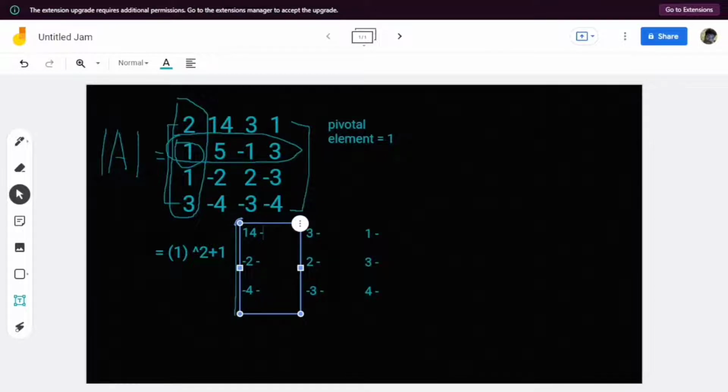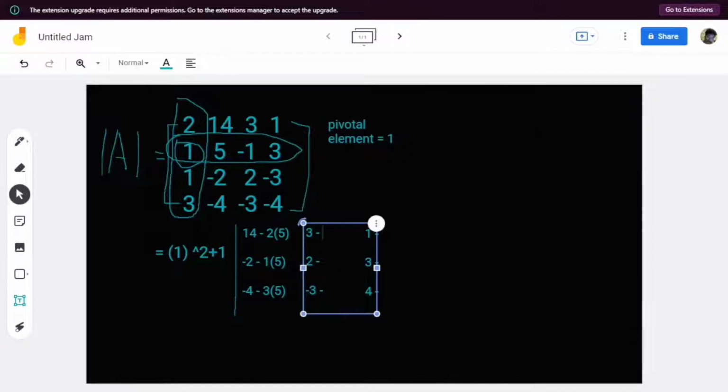Then we take the elements in the pivotal row and column that intersect the remaining entries. So if our entry is 14, we have to get the number beside it in the pivotal row and column. That would be 2 and 5. For the negative 2, you're going to subtract 1 times 5. And for the negative 4, you'll subtract 3 times 5. And for our second column, for 3, we'll subtract 2 times negative 1. And for 2, that would be 1 times negative 1.